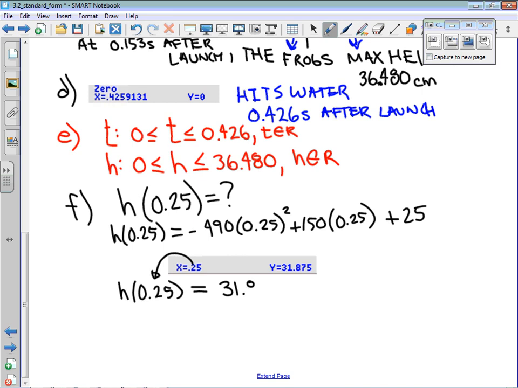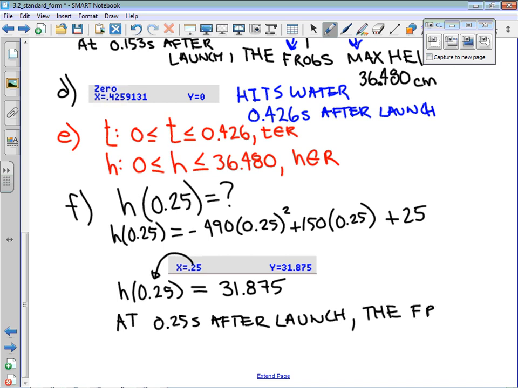And then I'm just going to write a little sentence here. At 0.25 seconds after launch, the frog is 31.875 centimeters above the water.